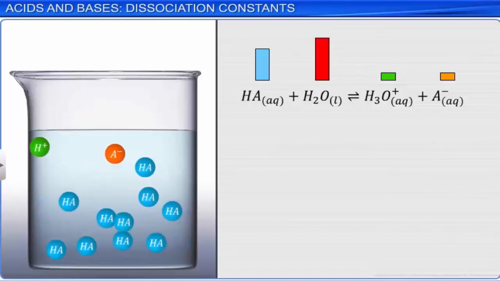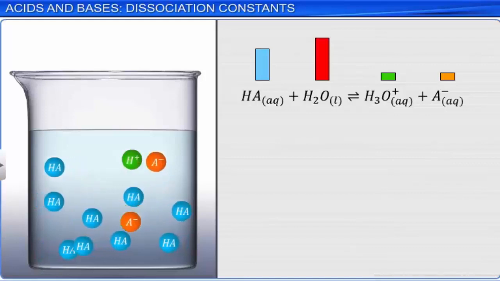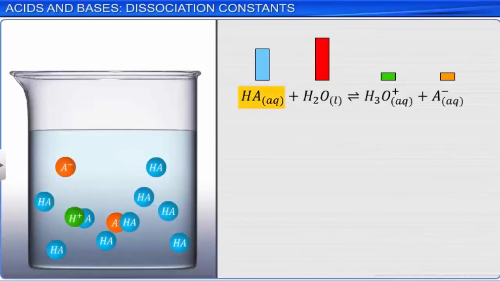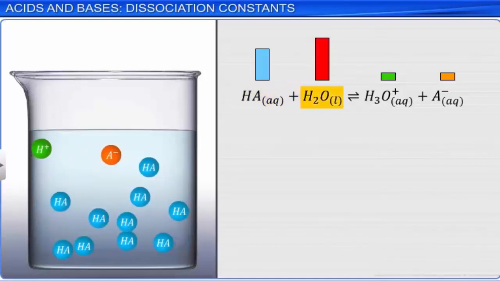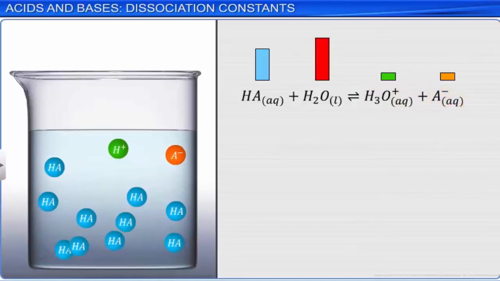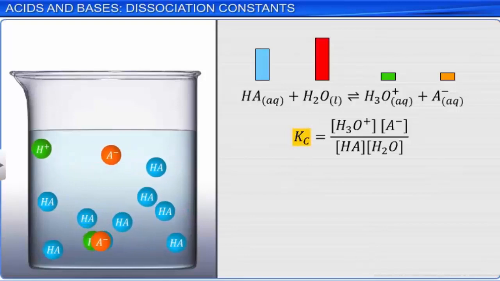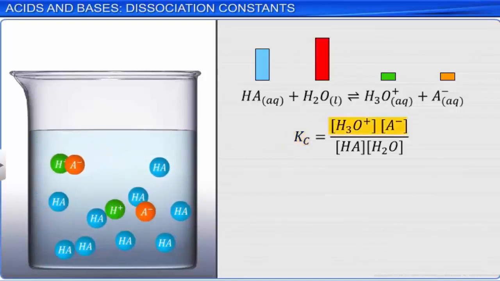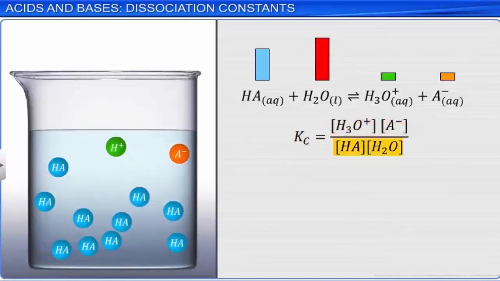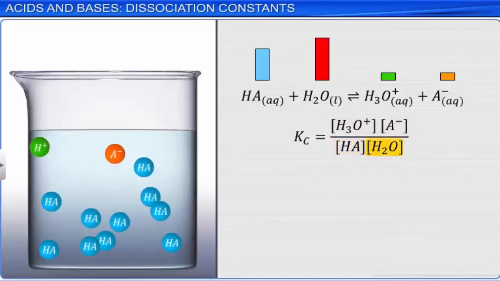Equilibrium between the dissociated ions and undissociated molecules is established soon. This equilibrium can be expressed as HA(aq) + H2O(l) in equilibrium with H3O+(aq) and A-(aq). The equilibrium constant for this reaction can be written as Kc is equal to the product of concentration of H3O+ and A- ions divided by the product of concentration of HA and H2O. As the concentration of water does not change, it can be taken as constant.